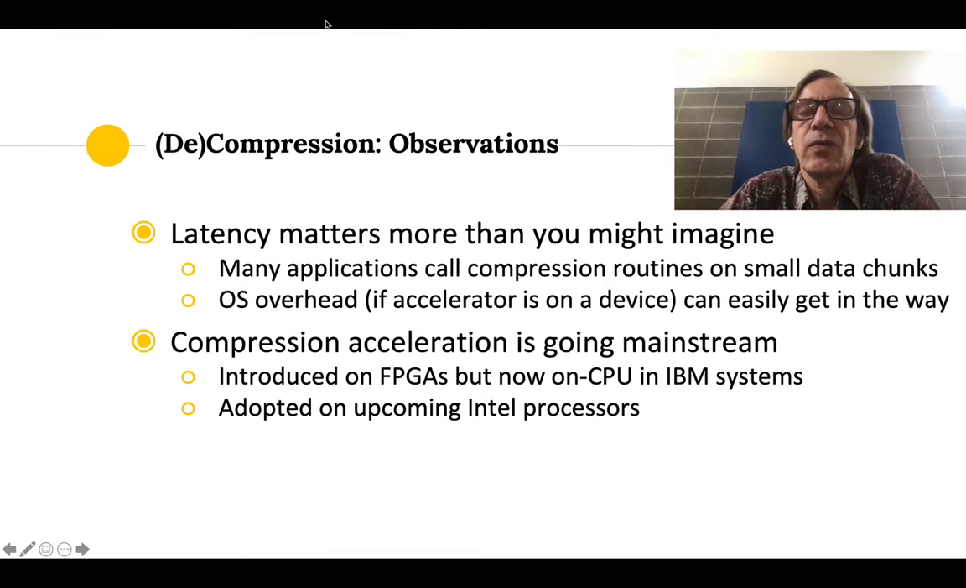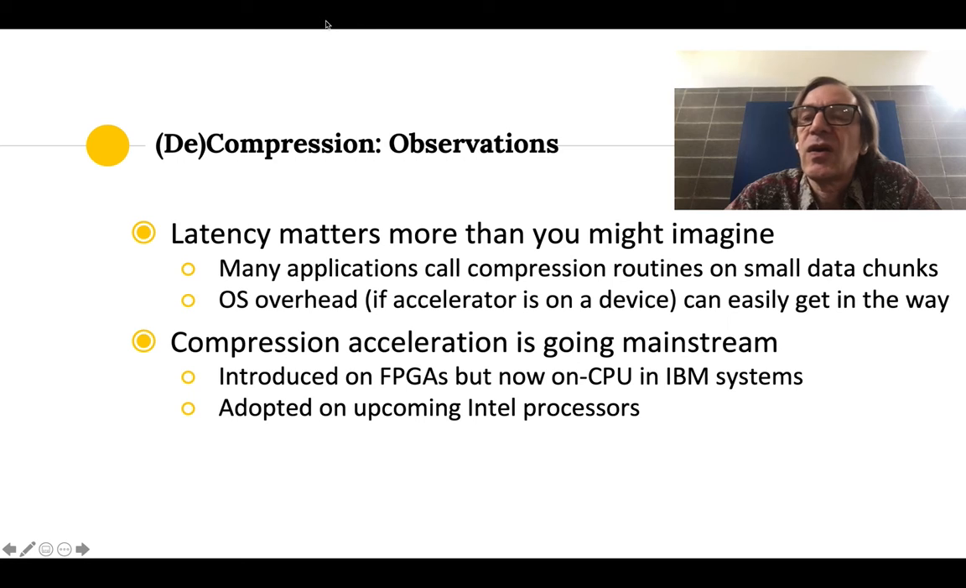So a few observations. First, latency actually tends to matter a lot in decompression or compression. In decompression, it's obvious that if you have a long compressed file, because of the copy tokens, the output depends on what you processed before, and therefore it's difficult to parallelize.